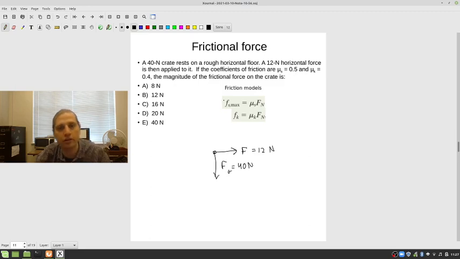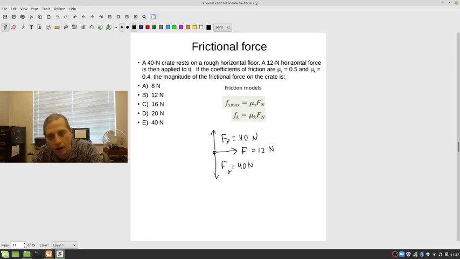Okay, let's think our way through it. Force of gravity is pulling down with 40 newtons. Now that force that's being applied is perpendicular to the force of gravity, and so it does not influence our normal force. In this case, our normal force would just be 40 newtons.